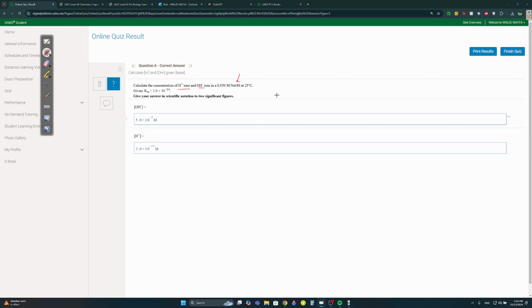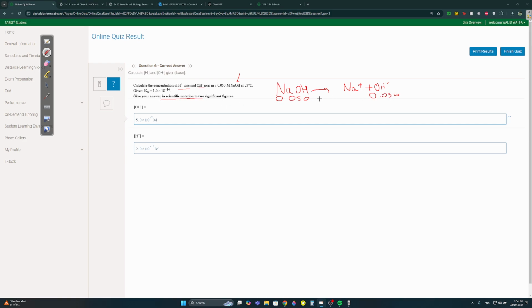Calculate the concentration of H plus and OH minus. Guys, this is the same question over and over again. You dissociate this, and you're going to get Na plus and OH minus. How much do you have? 0.050. So how much OH will you have? Same coefficient, so you just keep it as 0.050.